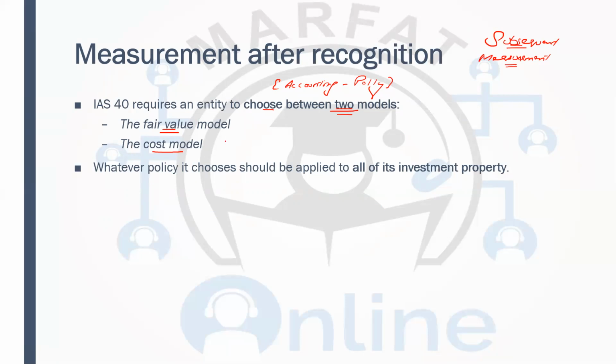So in the cost model, it is just like IAS 16. You take the cost, you deduct the depreciation, you deduct the impairment, just like IAS 16. But the fair value model is entirely different from the revaluation model you have studied in IAS 16. And what are the differences? We are going to discuss those differences in a while. So whatever policy it chooses should be applied to all of its investment property. That means you're going to apply the accounting policy based on the consistency principle.